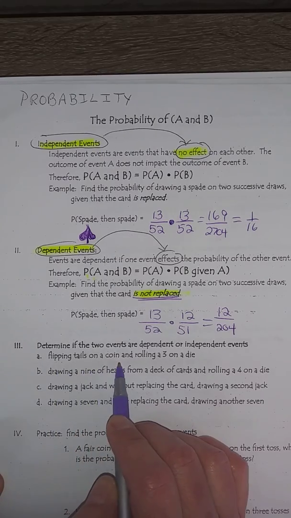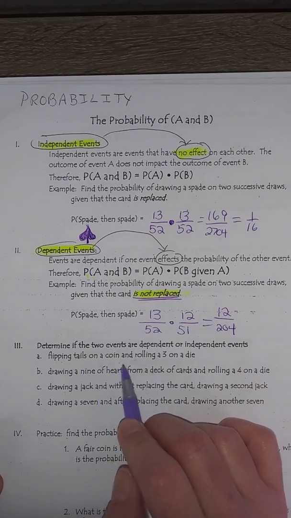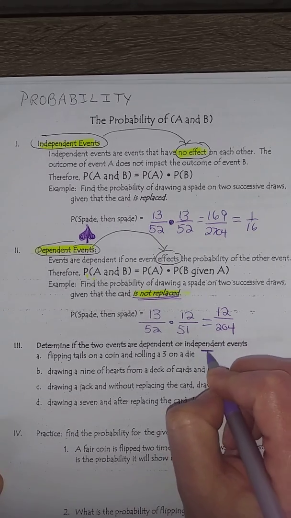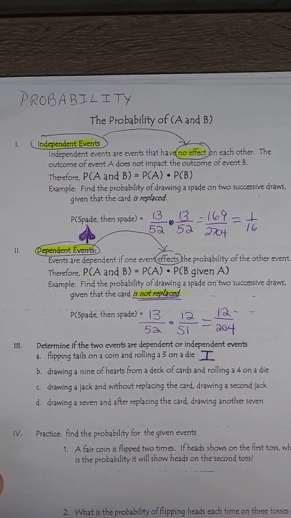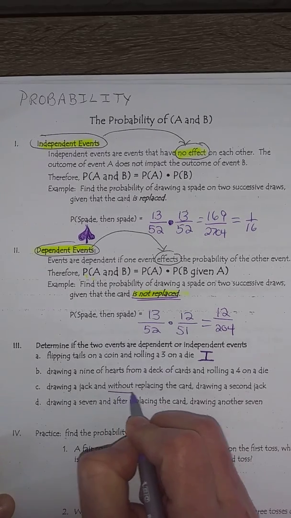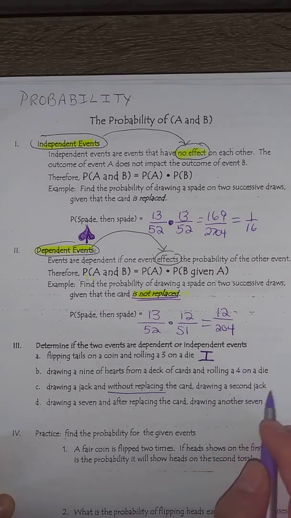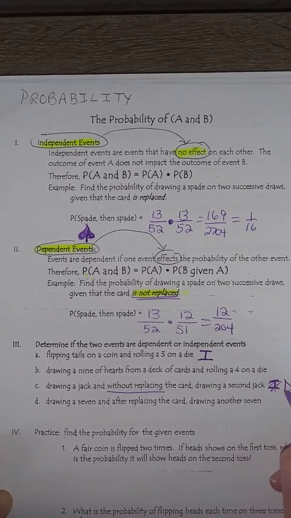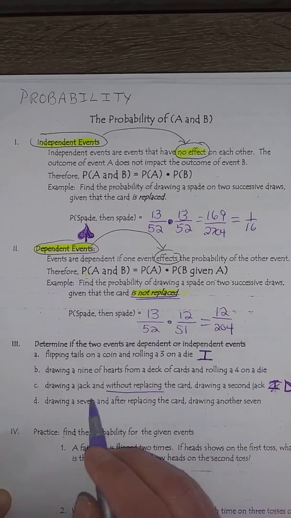Flipping tails on a coin, does that affect rolling a 3 on a die? And your answer would be no, it doesn't affect it. That's why it's independent. Drawing a jack and, without replacing the card, key thing, without replacing it, drawing another jack. Well, that would mean the second time I'm going to have less jacks. And I think I just skipped one, didn't I? In any event, that one's independent. Or I'm sorry, not independent. Dependent. It changes the numbers because I didn't put it back.